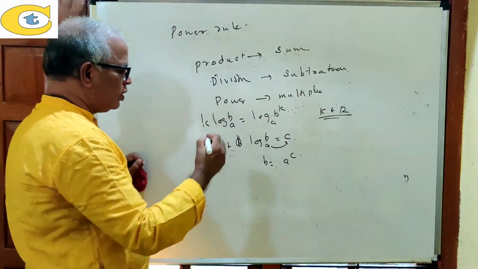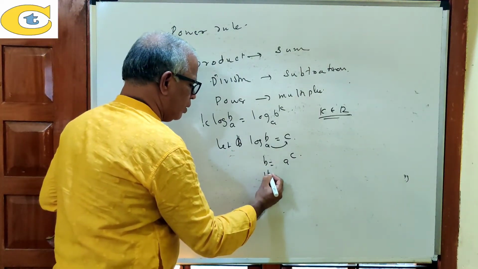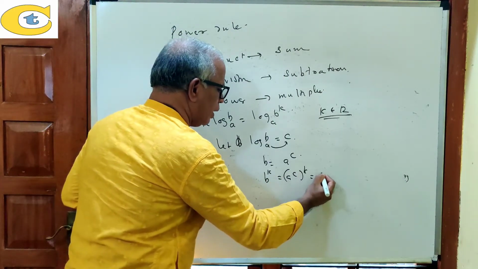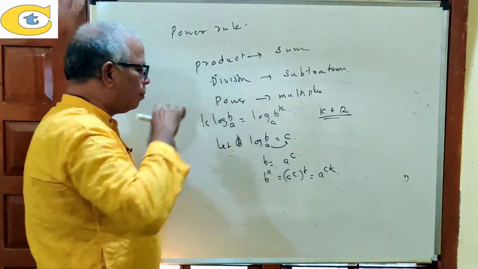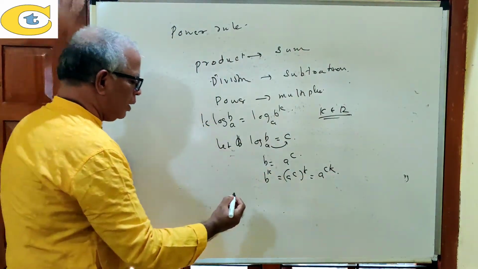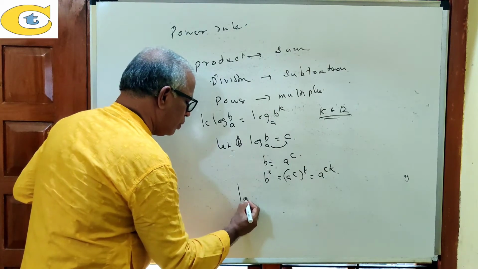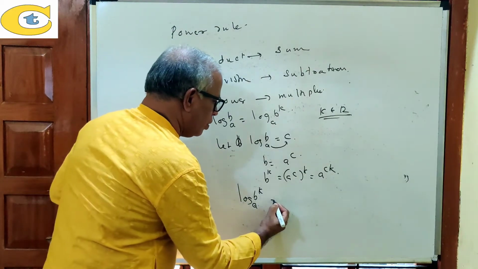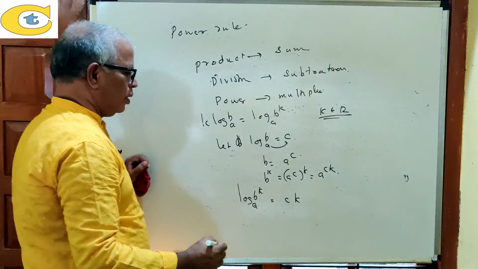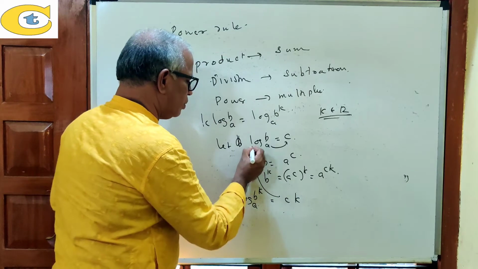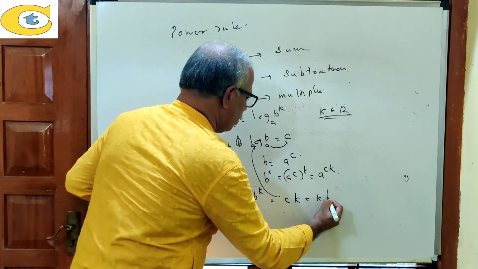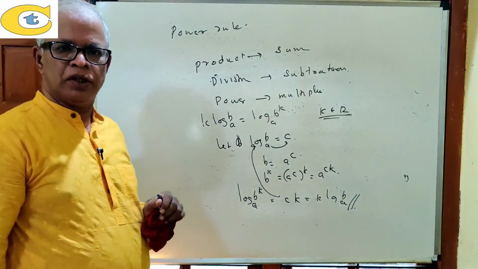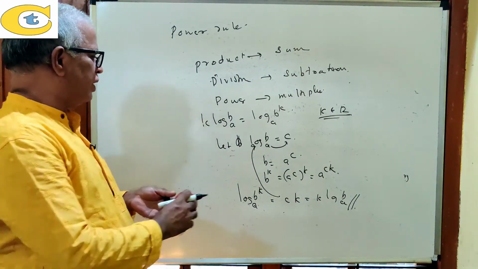Now, what is b raised to k? B raised to k is equal to a raised to c the whole raised to k, which is a raised to ck. Now, take logarithm: log b raised to k to the base a is equal to ck. But what is c? C is this much: k into logarithm of b to the base a. Could you get it? Should I explain this once more? Listen here.